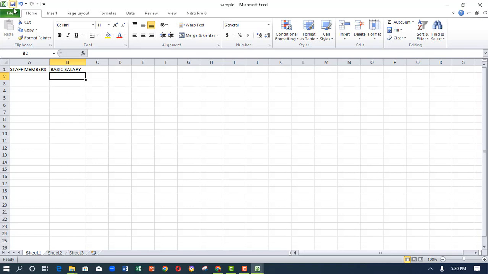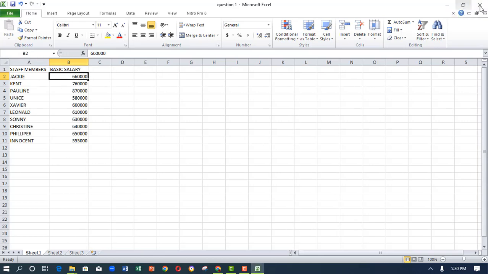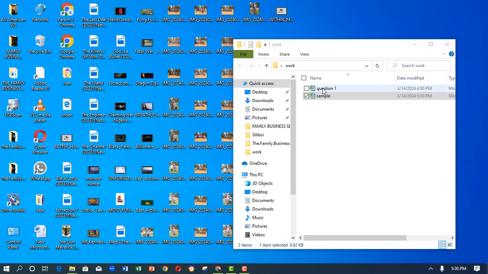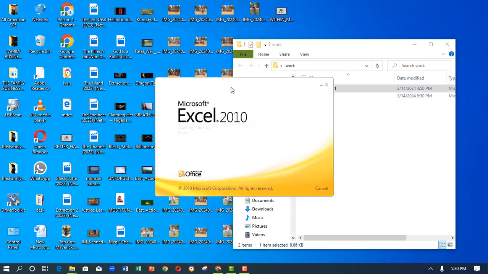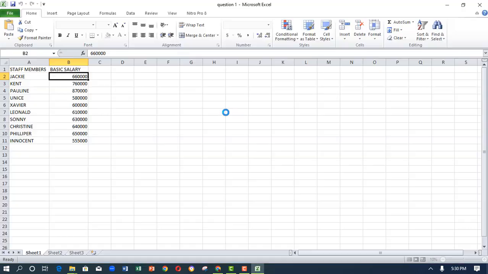I'm not going to fill in the whole information, but rather I have a file in which I had already entered the information, so we are not going to waste more time on that, since we have a file which already has content. So I'm going to close this one, then open our file here, still in our folder. It is called question 1. If I open it, we're going to see that I had already entered the information the way you see it. We have staff members and we have basic salary here.